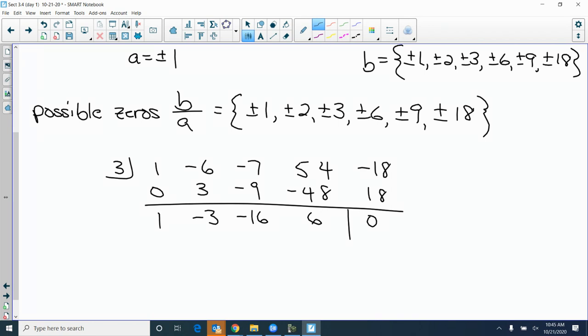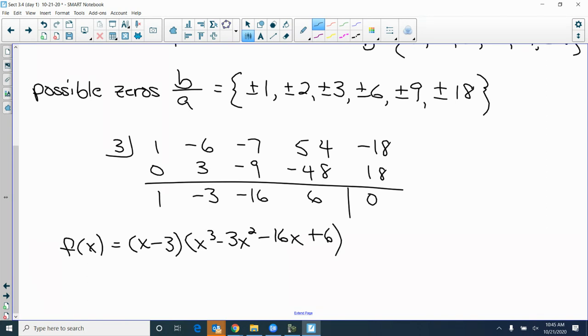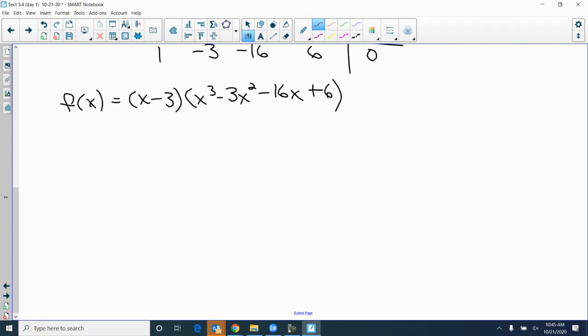What you have to do is you don't want to go back to the original one. Okay, here's what we need to do. We need to start with this case here. Some of you will just start right here, but I want to make sure you understand what's going on. Since 3 is a root, that means x minus 3 is a factor times x cubed minus 3x squared minus 16x plus 6. We want to do synthetic division on this cubic now, just like we did the other problems.